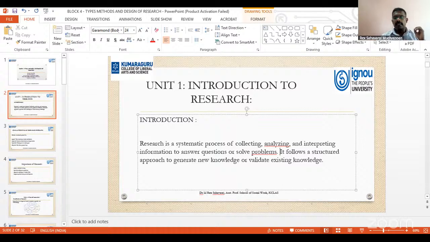For example, you are saying that women are more intelligent than men. For that particular question or hypothesis, you should collect data systematically, analyze and interpret the data systematically to answer whether women are more intelligent than men. So it follows a structured approach to generate new knowledge or validate existing knowledge, right?